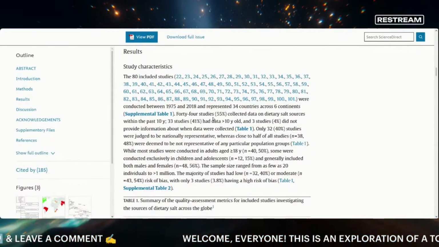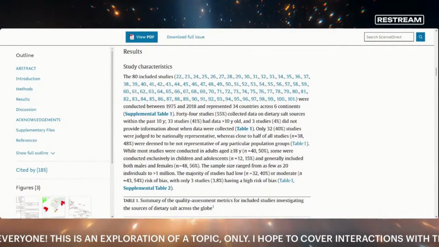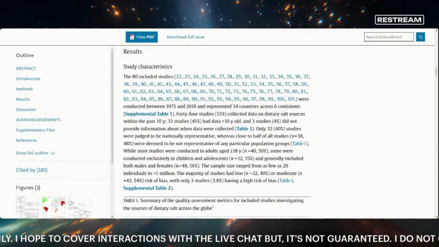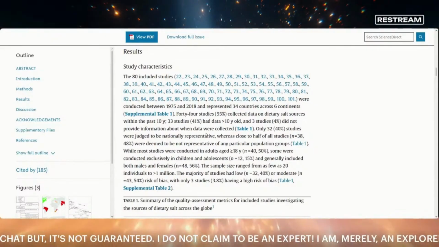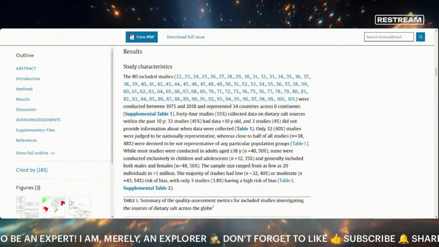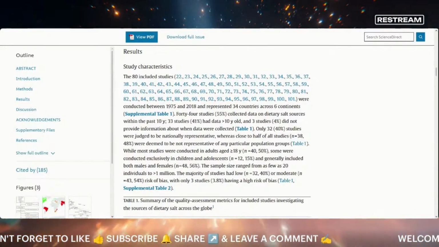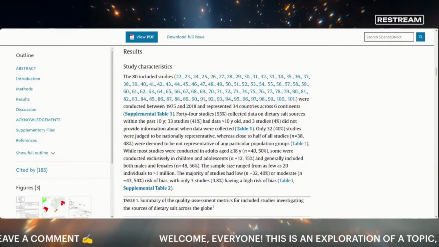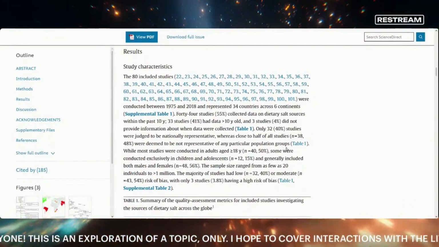44 studies, that's 55%, collected data on dietary salt sources within the past 10 years. 33 studies, that's 41%, had data of more than 10 years old. And 3 studies, 4%, did not provide information about when data were collected. Only 32, that's 40% of studies, were judged to be nationally representative, whereas close to half of all studies, about 38, which is 48%, were deemed to be non-representative of any particular population groups.